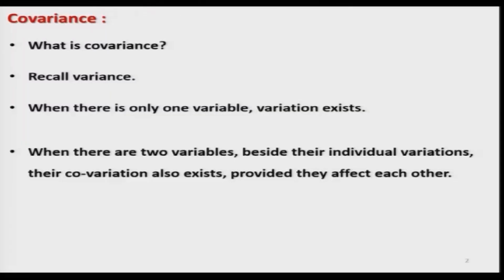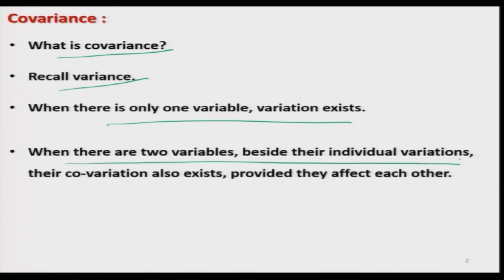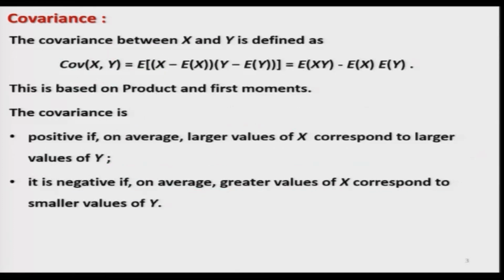Okay, so now the first question is: what is covariance? You can recall the variance. When there is only one variable, only the variation exists. When there are two variables, besides their individual variation, their covariation also exists, provided they affect each other and are not independent. So, the covariance between x and y is defined like this: it is the expected value of the variable x minus expected value of x, times y minus expected value of y.